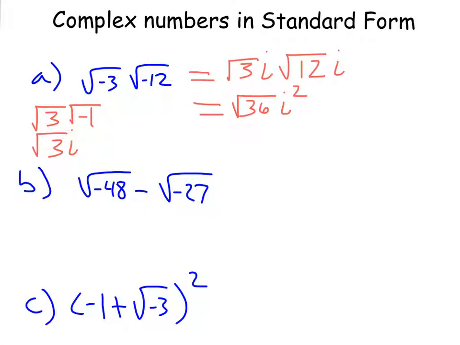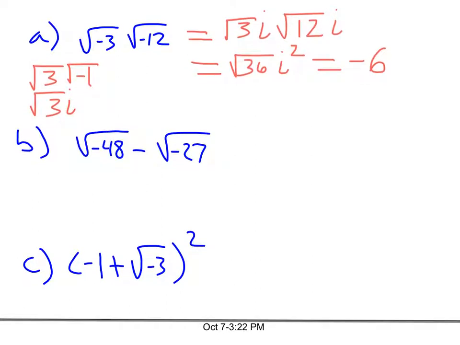Square root of 36 times i squared. Again, remember what I said about i squared. It just shows up again, and again, and again. That's negative 1. Square root of 36 is 6. It's negative 6. Okay? Which, again, you can have two imaginary numbers, multiply them, and get a real number as an answer.